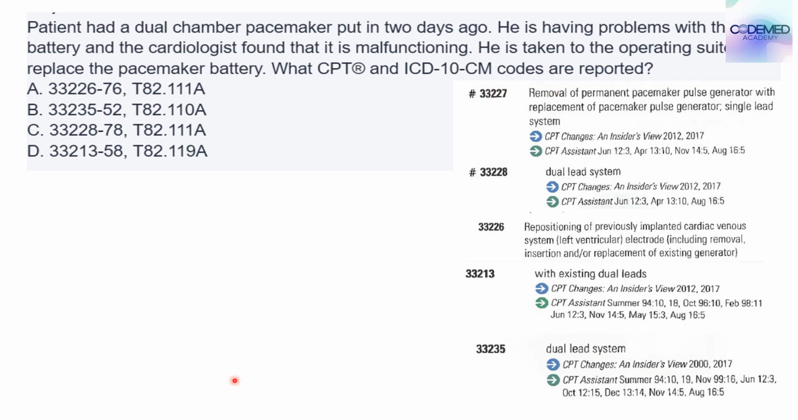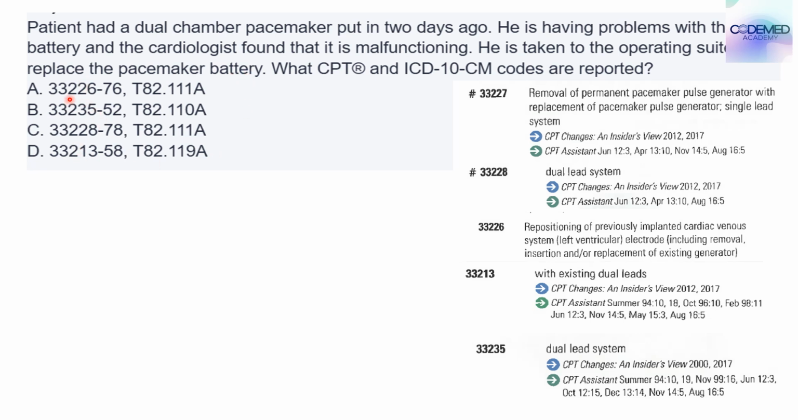Now let us collect our data. What is the system? Pacemaker. How many chambers? Dual chamber. What happened? The battery, that is the pulse generator, malfunctioned within 2 days. Okay, and so what is the doctor doing? The doctor is taking out the malfunctioned pulse generator and replacing the pacemaker battery. That is a pulse generator.